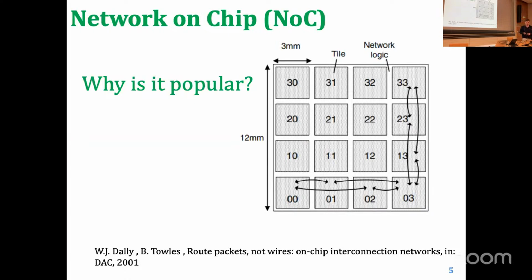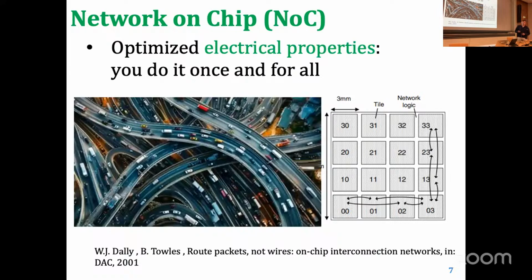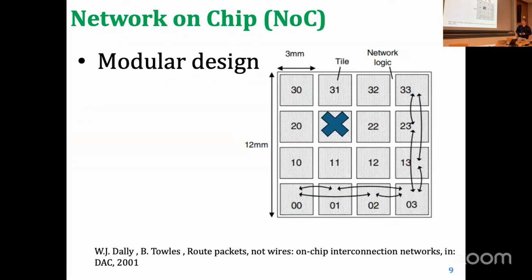To be more precise on the advantages of this technology, of course, it enables parallel communication because you can send multiple packets on the same routes. It optimizes the electrical properties because you can standardize the network, so you can do all the optimizations of the electromagnetic properties just once and then keep it like that. It makes efficient use of the wires, because if some of the cores are idle, the others can still occupy the network, and this increases performance. And it is a modular design, so if you want to replace one of the cores, we can do it very easily.